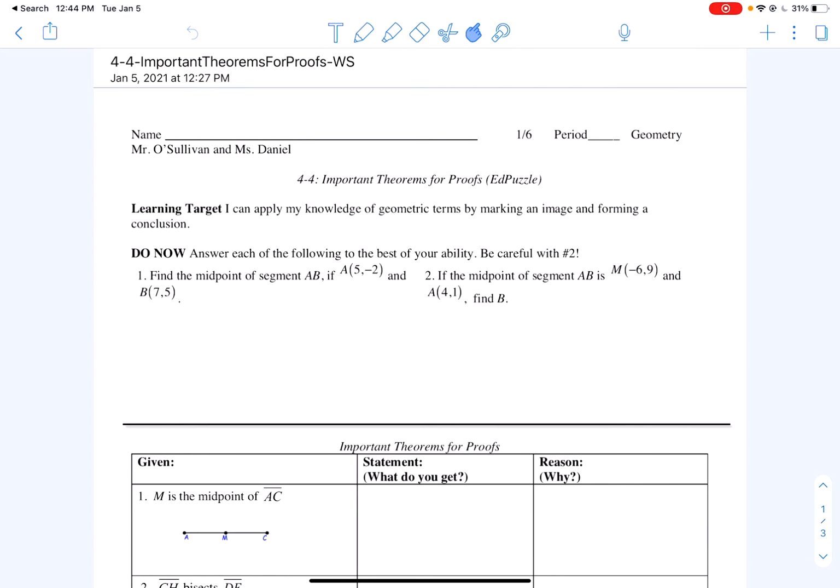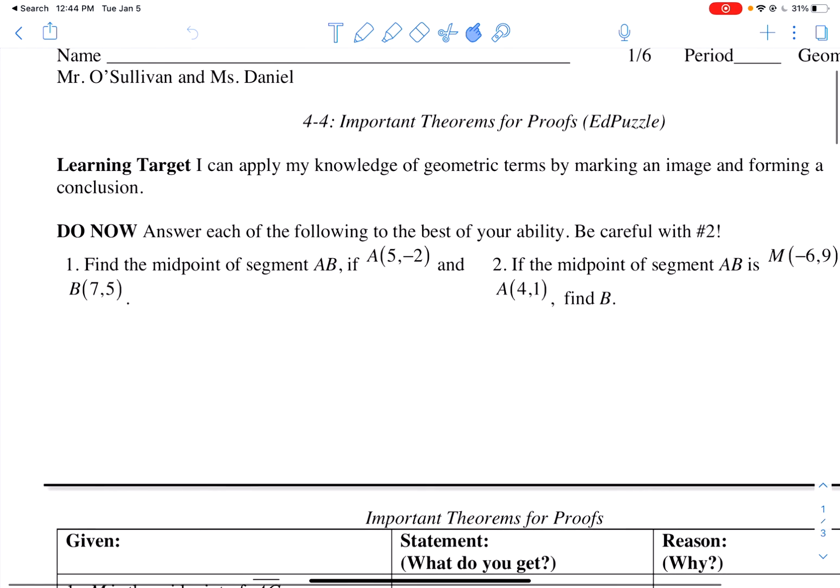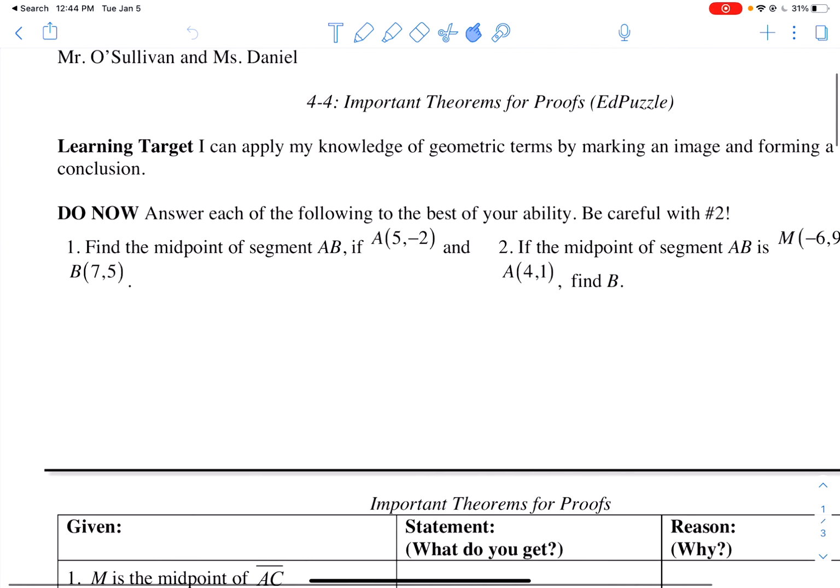Today is an EdPuzzle lesson. There is no Delta Math. Please make sure that you answer the questions as you progress through the video. So today's learning target is I can apply my knowledge of geometric terms by marking an image and forming a conclusion. Your do now for this activity is to find the midpoint of this segment.